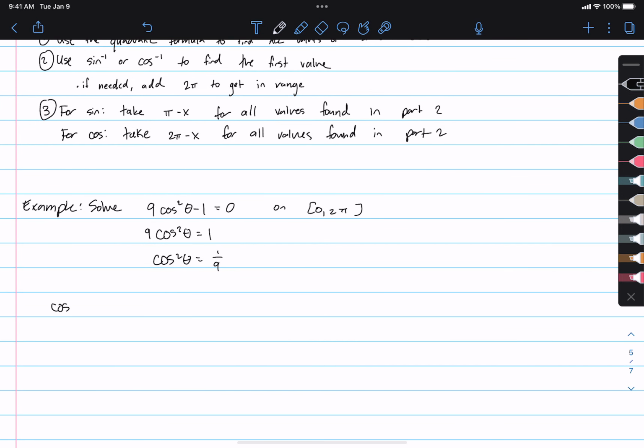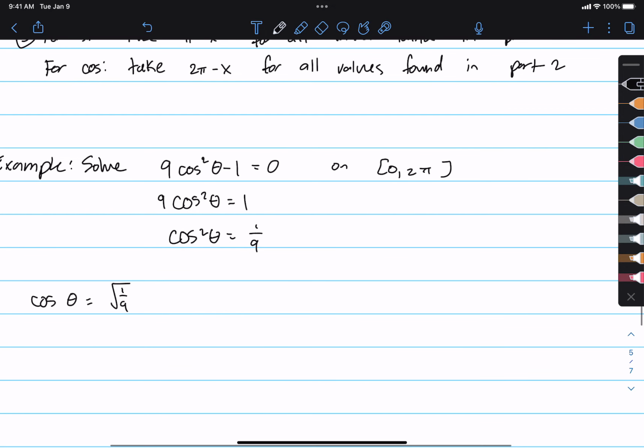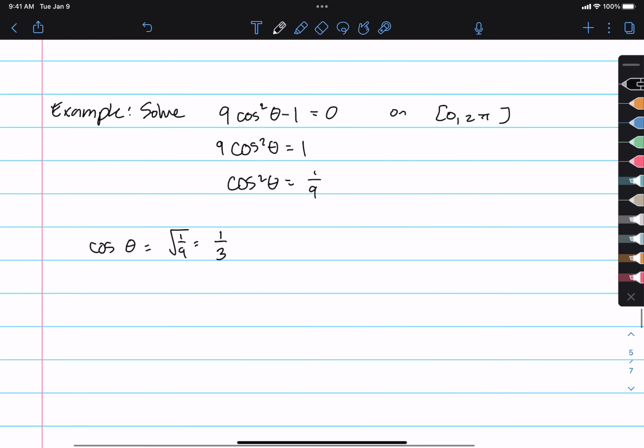So we can either have cosine of theta is equal to the positive square root of 1/9, and the square root of 1/9 is just 1/3. Or we can have the cosine of theta is that negative root, because then cosine squared would still be 1/9, so negative 1/3. And so we're going to have to solve this. Now we don't have a unit circle value that's going to work. So this means that theta is equal to cosine inverse of 1/3.